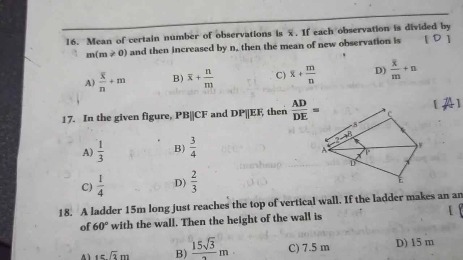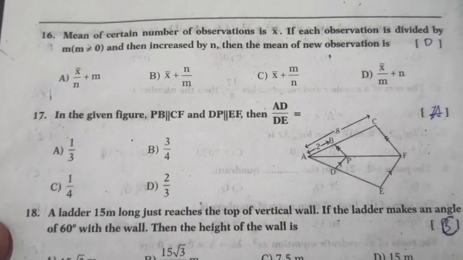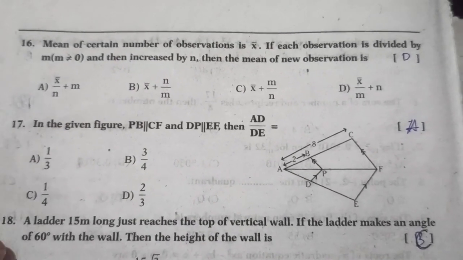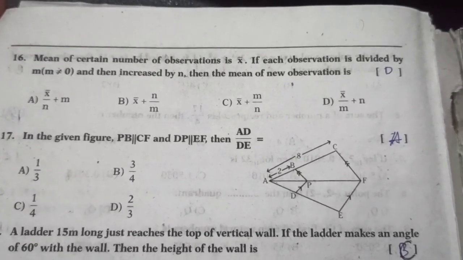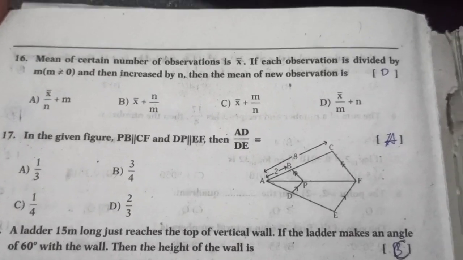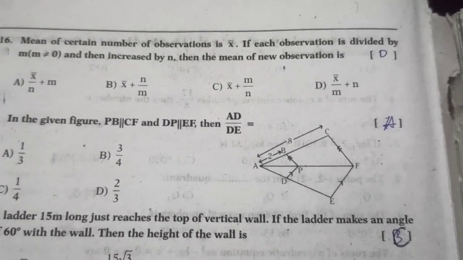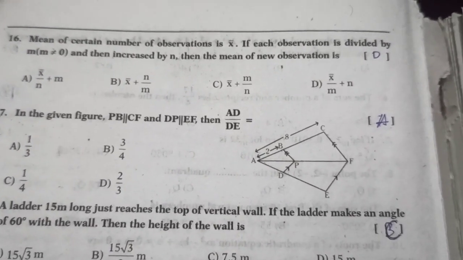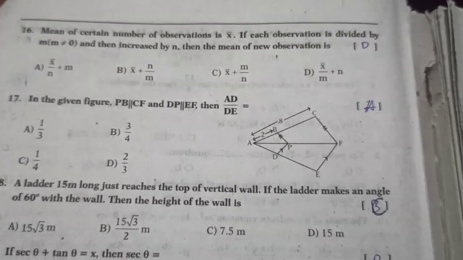Clear. Mean of a certain number of observations is x bar. If each observation is divided by m, then increased by n, the mean of the new observations is. Simple. The answer will be option D, because the mean observation is divided by m and increased by n. So x by m plus n. Option D will be the correct answer.